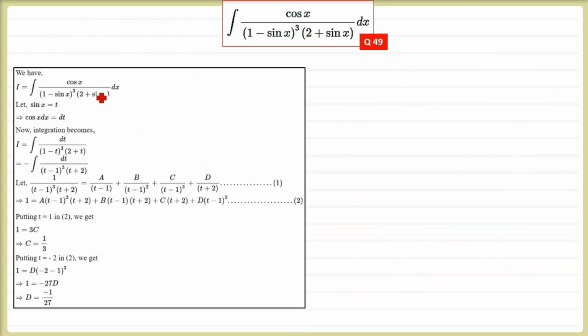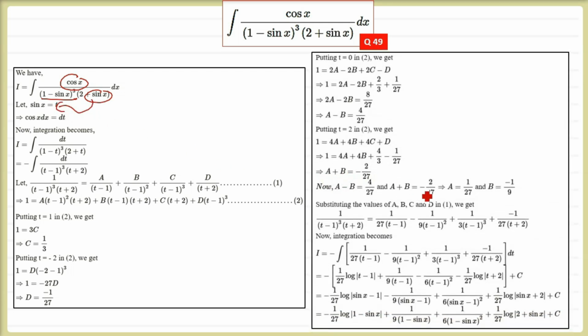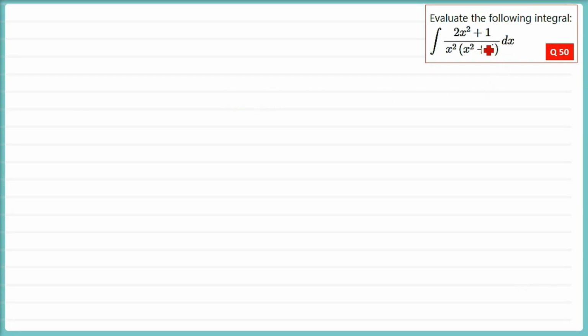So if you want to check, if you're doing it by yourself, you can follow these steps. It's been clearly shown. And if you want to write 1 minus t, you are good. If you want to write t minus 1, you are most welcome. Next one is 2x square plus 1. In the denominator, if you see, numerator has the power 2, but denominator has the power 4. So you don't need to divide it because the numerator power is way less than the denominator.